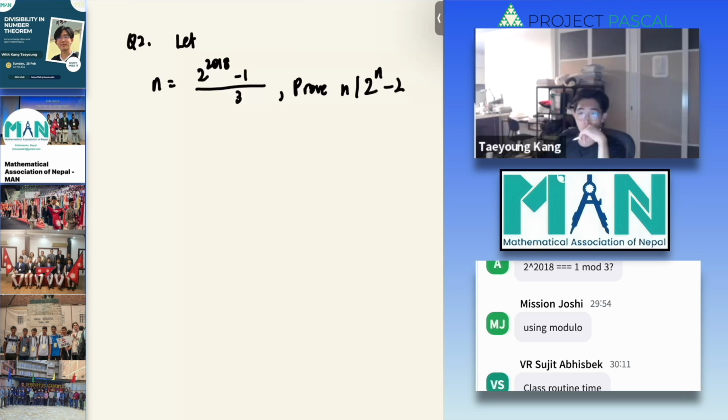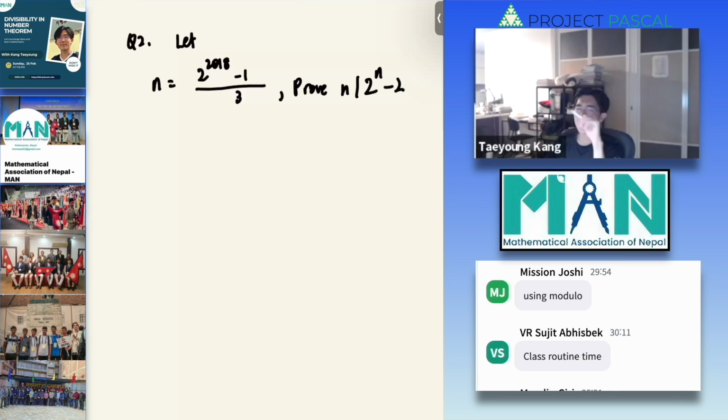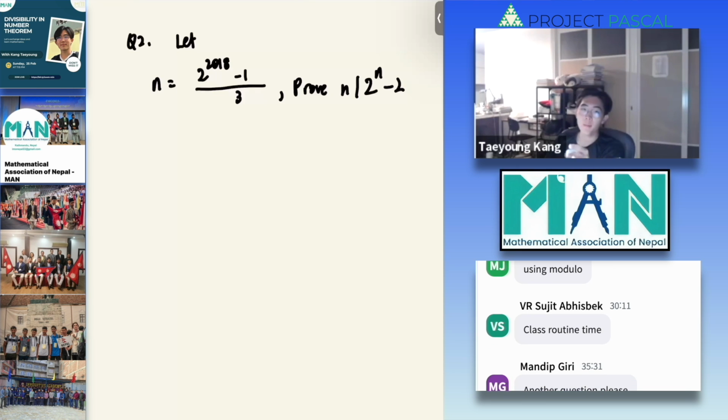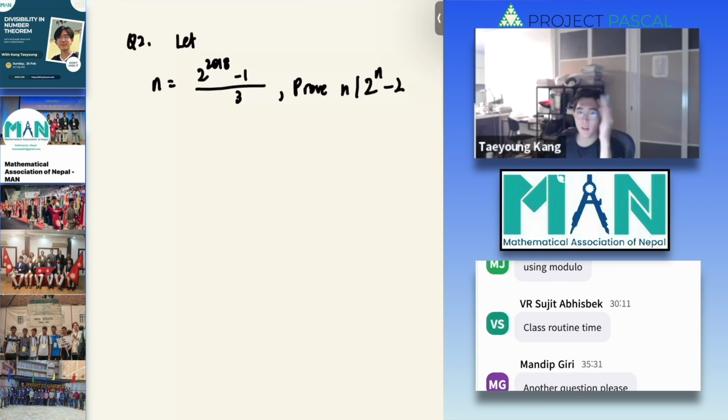Someone mentioned generalize and induction. I feel like that would be a very good idea for most problems, but in this case, I don't think it works. Someone said geometric sum of the powers of 2. That's a very good observation, but it's not applicable to this question. And yes, someone mentioned Fermat's little theorem, and that is indeed the route that you want to take for this problem.